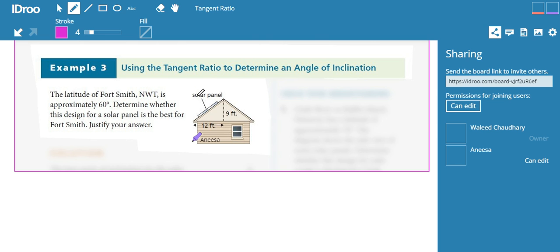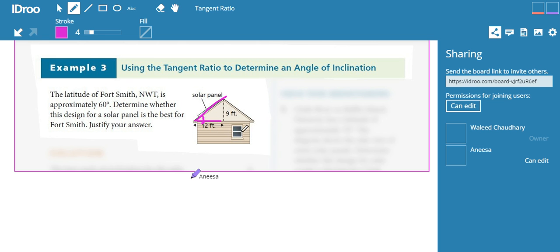Okay, I'll tell you. Basically, it's saying that there is the latitude of Fort Smith. Latitude actually is called like this part. It comes from the word altitude, and that means a side which is perpendicular, and it is approximately 60 degrees. So this angle is 60 degrees.